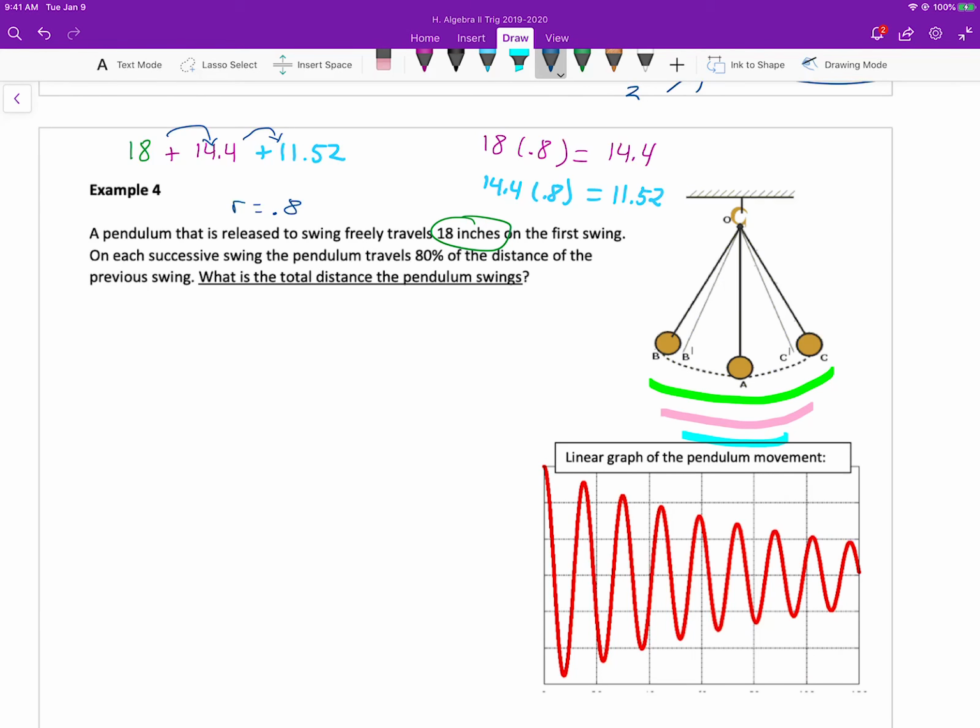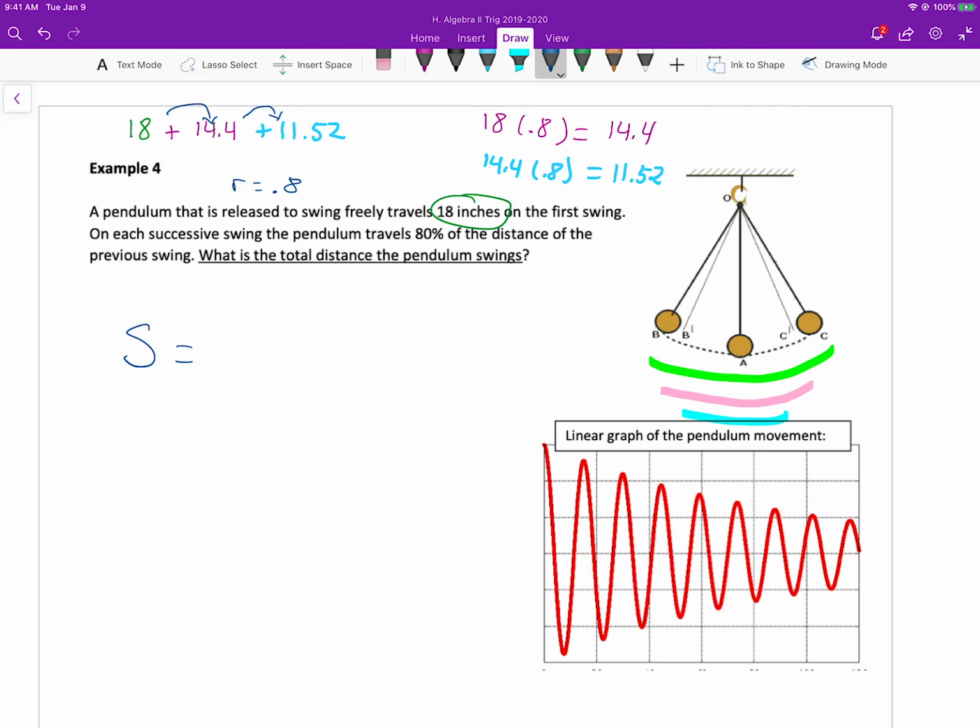So I can apply this to my formula for an infinite geometric series. And I can see my first term is 18. I'm going to have 1 minus my common ratio, which is 0.8. And this will give me my total distance. And I'm going to put all of that in on the calculator. I have 18 over 0.2. And that will give me 90 inches.